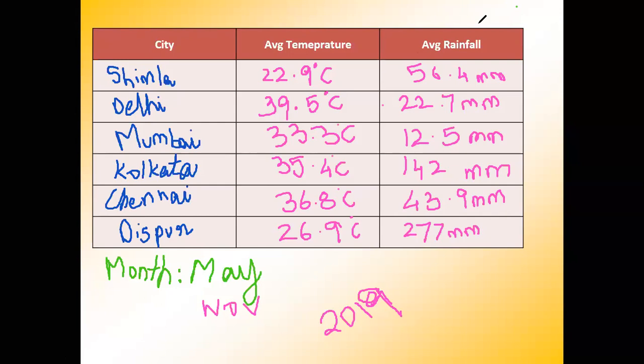Now after you have taken this data, what I want you to do is make a bar graph of temperature and rainfall both. Okay, so average temperature, average rainfall, in the month of May of these 6 cities. Similarly, you will do the same exercise and find November 2019 data also. And you will draw two bar graphs of November 2019.